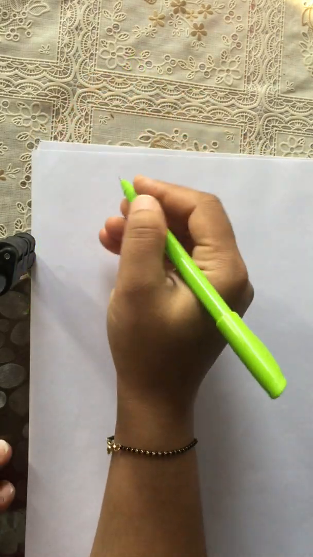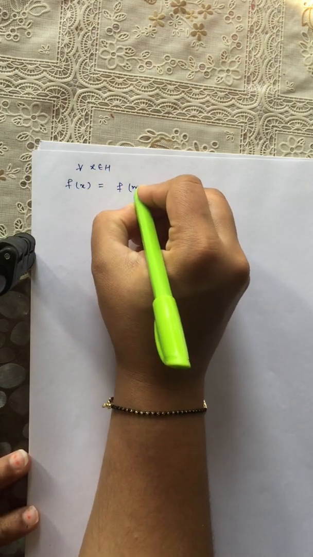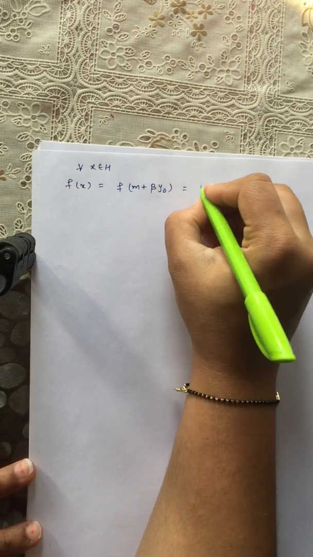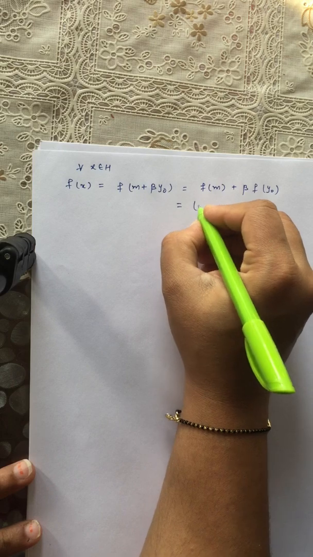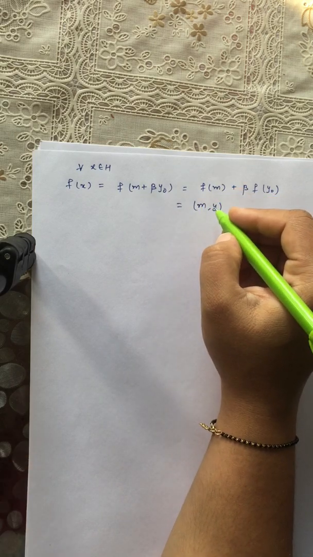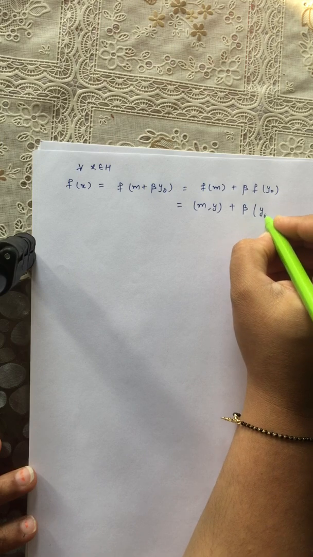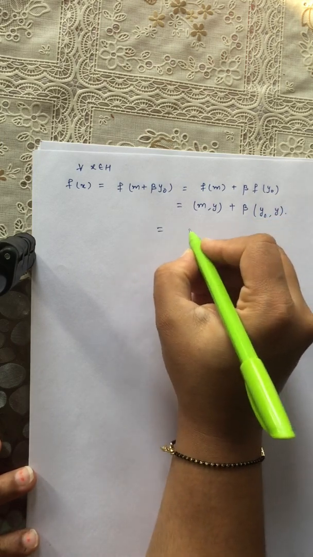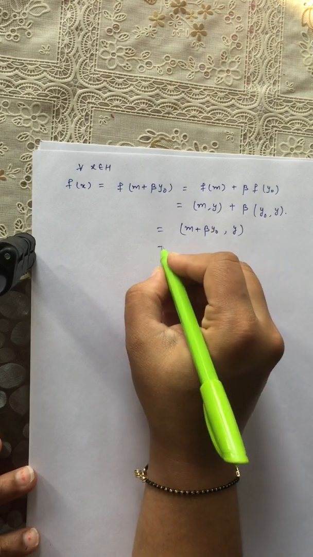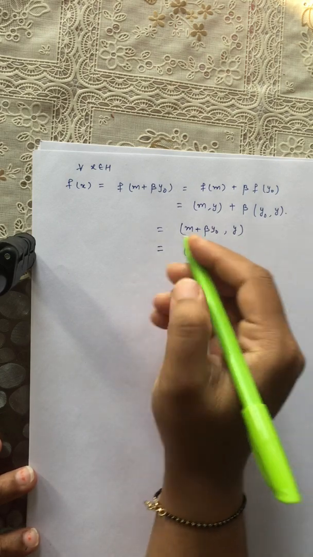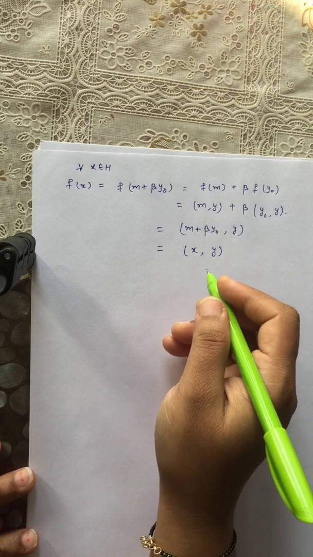Let us see how. So for each x in H, f x is f of m plus beta y naught, and by linearity of f, this is f m plus beta f y naught, and this is m y, because f of m is equal to m y for each vector m in the space M, plus beta f y naught, that also we have proved is y naught y. So this becomes m plus beta y naught, and by linearity of inner product in the first component, this is x y. So for each x in H, we have proved f x is equal to x y. So this completes the proof of existence.